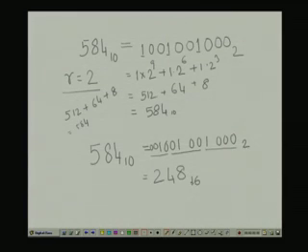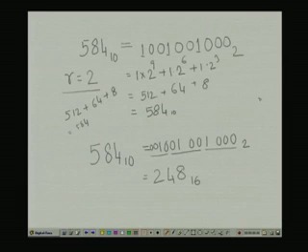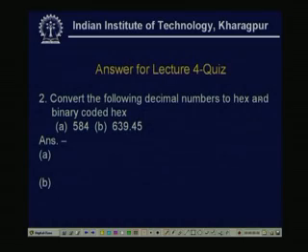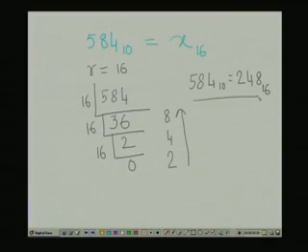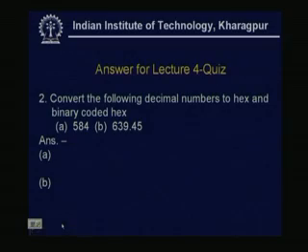When I was converting from decimal to hexadecimal, it was converting to that. Similarly, we can do the B part also. Now, we see our third question.